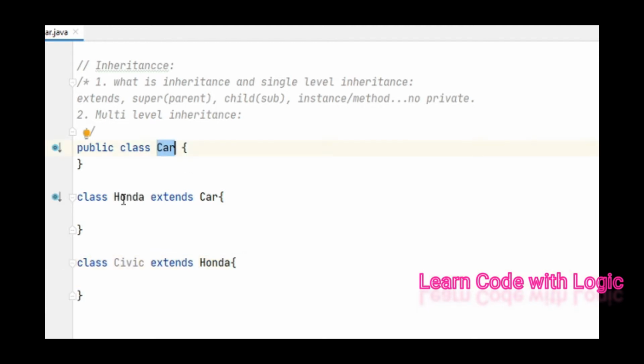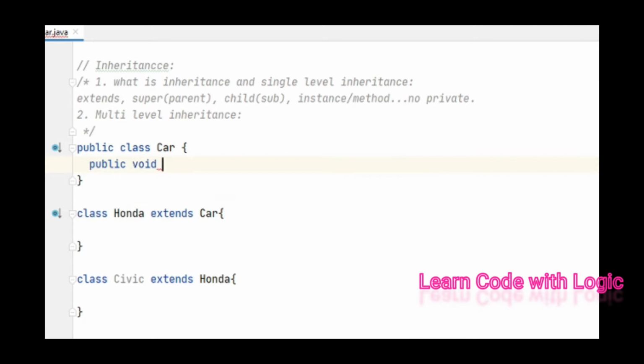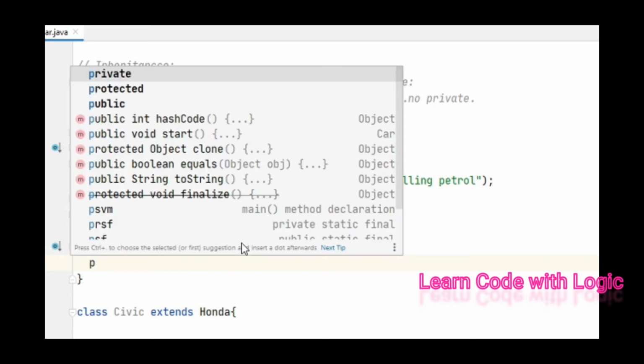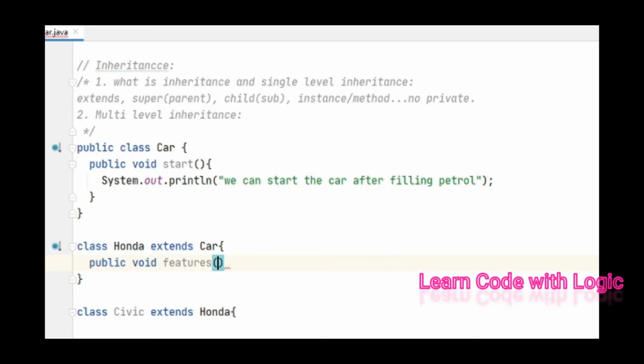So here is the car. In that we have many manufacturers. Honda is one. I have taken Honda here. This extends Car, and Honda produces a lot of models where Civic is one. So class Civic extends Honda. This one is called multi-level. So Civic extends Honda, Honda extends Car. So we have so many levels here. That's why I'm showing this example. Let's understand further now. Let us have a method here, for example start. You can start the car after filling petrol. Let's also have one more method here, public void features method.